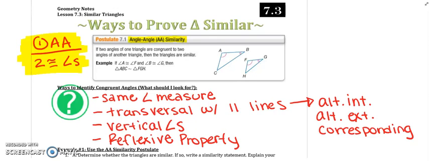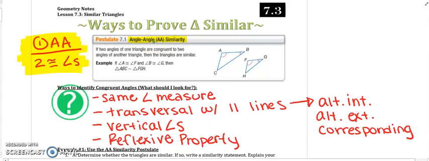Okay, today we're going to do 7.3 similar triangles. So remember, back last semester we did congruent triangles and we had SAS, SSS, ASA, and AAS, and those were ways to prove triangles congruent. We're going to do the same type thing today, but it's going to be ways to prove a triangle similar. And remember, what we have to have for triangles to be similar are congruent angles and proportionate sides. So the first way we're going to prove triangles similar is by AA.